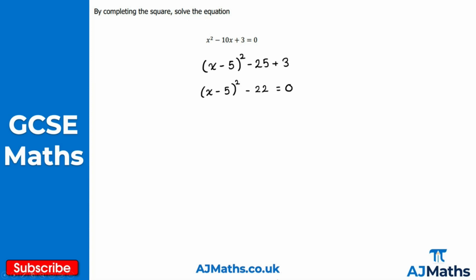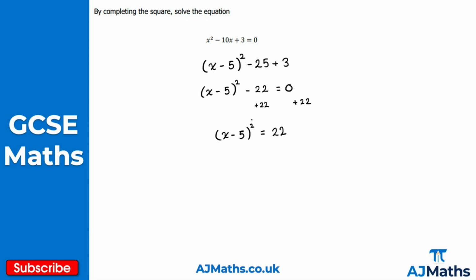So what I want to do here now is rearrange and make x the subject. So the first thing I'm going to do here is get rid of this minus 22. And to do that, I'm going to add 22 to both sides. Okay, so add 22 to both sides. I get x minus 5 all squared. It's going to be equal to 22.